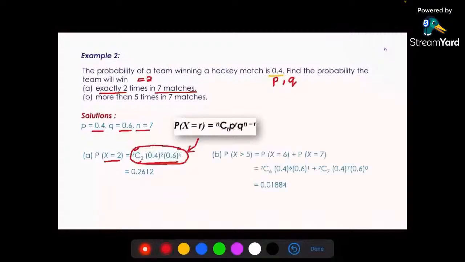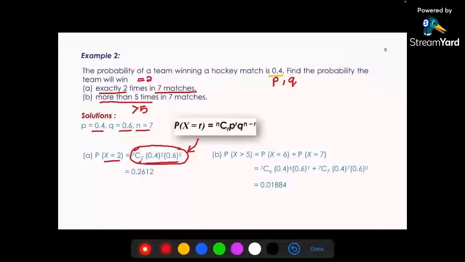B. More than 5 times. Apa maksud more than 5 times? More than. So, more than. Lebih daripada 5. So, more than 5 means 5 is not included. So, there is no equal sign there. So, kita tulis kat sini lah. Px more than 5. Siapa more than 5?